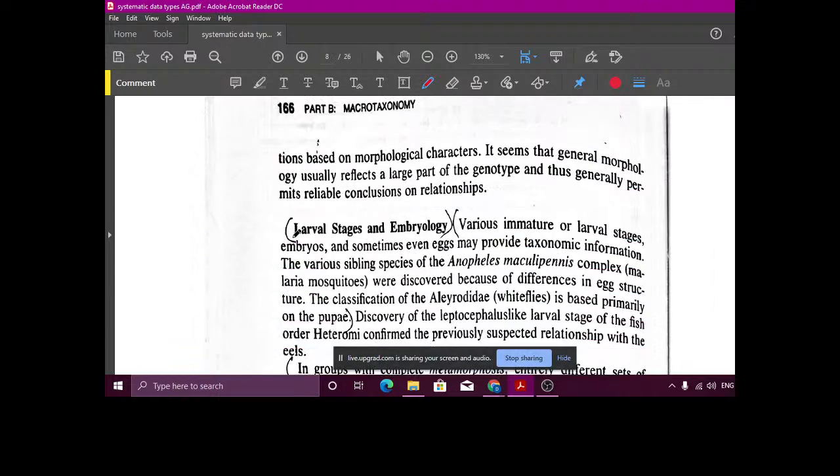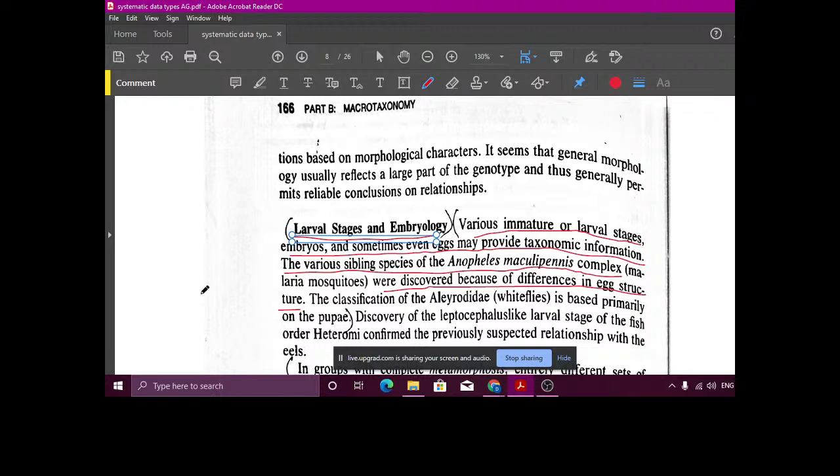Then larval stages and embryology. The various immature or larval stages of embryos, and sometimes even eggs, may provide taxonomic information. The various sibling species of the Anopheles maculipennis complex, malaria mosquitoes, were discovered because of differences in egg structure. The eggs are different in different groups of Anopheles. Sibling species look alike, but they don't mate among each other.